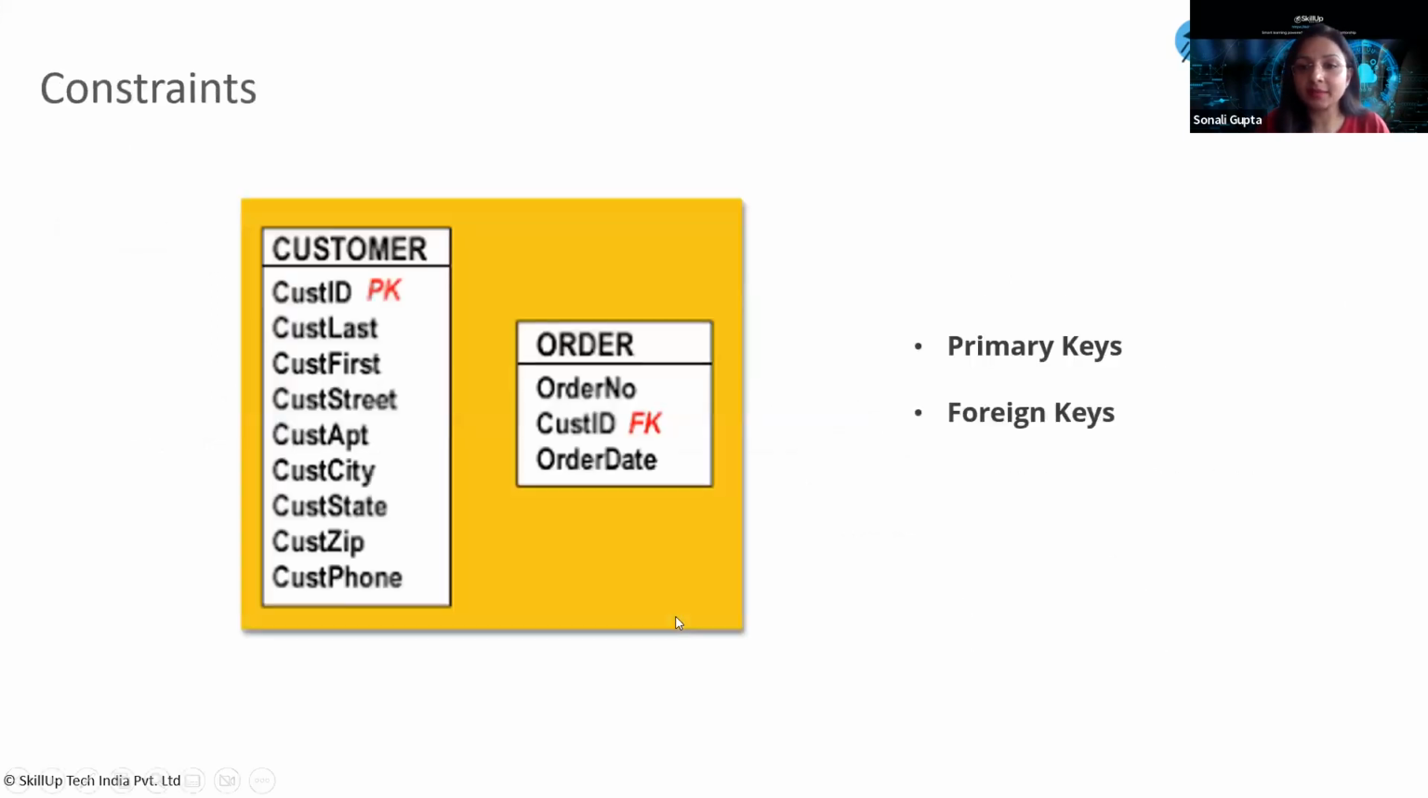Let me move ahead. Now, one of our candidates talked about the keys. Definitely, when we talk about a relational database, all the tables within that relational database are connected to each other by keys, by associations. So what are those keys? Basically, they are connected by two keys, the primary key and the foreign key.